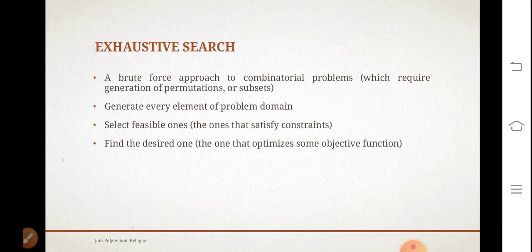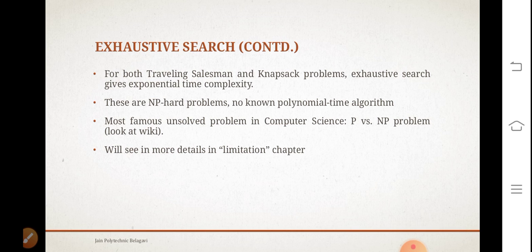Once again, I'm going to brief you about what is exhaustive search: a brute force approach to combinatorial problems which require generation of permutations or subsets. Generate every element of the problem domain and select feasible ones, the ones that satisfy constraints. And finally, find the desired one, the one that optimizes some objective function. Then, for both the traveling salesman and knapsack problems, exhaustive search gives exponential time complexity.